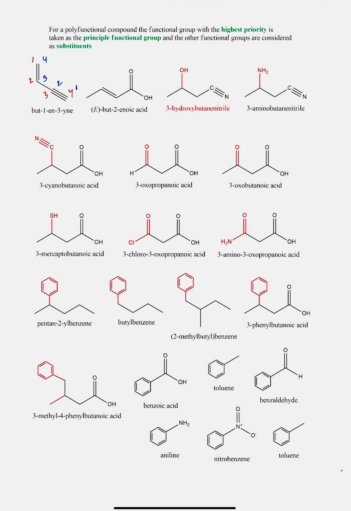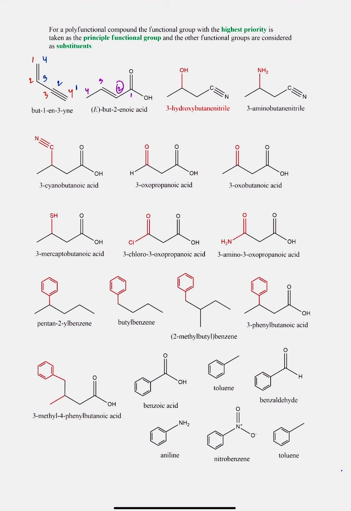And in the next compound, we have acid as well as alkene. So here we start numbering always from the carbonyl carbon. But the name is but-2-ene because the double bond lies between carbon 2 and carbon 3. So the name is but-2-enoic acid. That's how the naming is done.